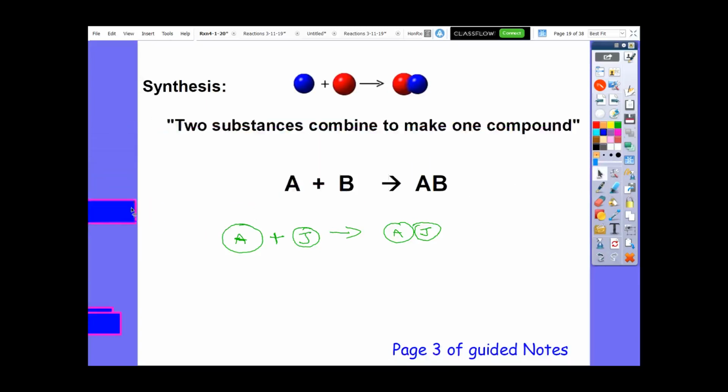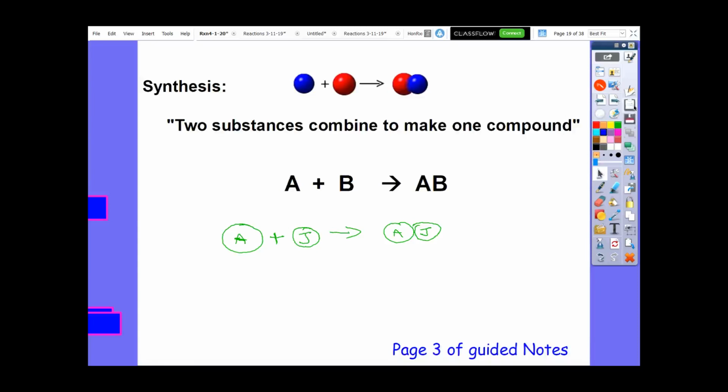And to explain what's going on here, I know this is slightly out of order of your table. I have 2 things coming together to make one thing. So 2 substances, 2 elements, 2 compounds come together to make one compound. Sometimes it's 2 elements, sometimes it's an element and a compound. It might be a polyatomic and an element. 2 things or more come together to make one thing. To synthesize means to make something.